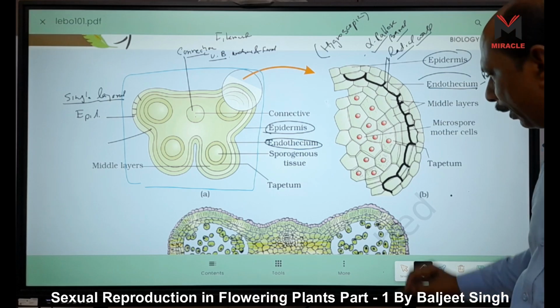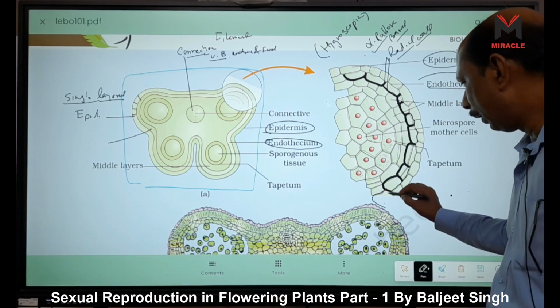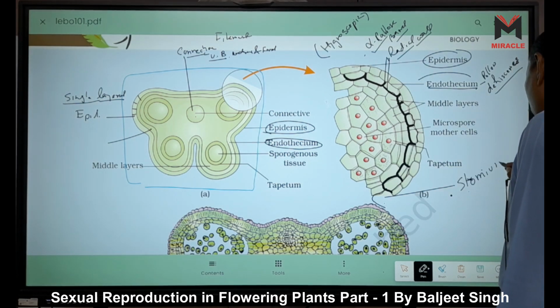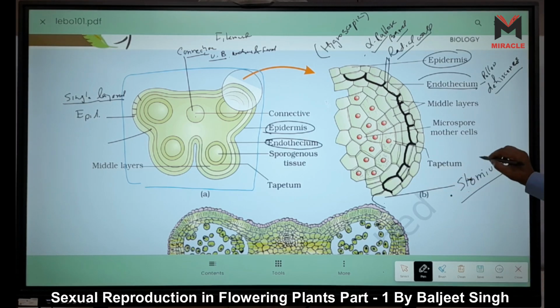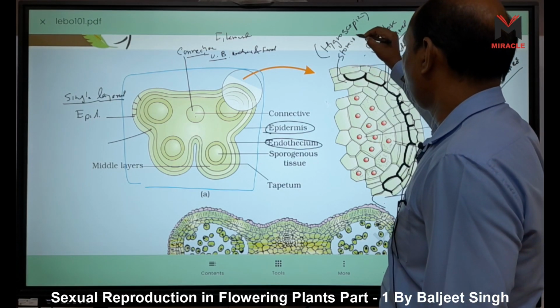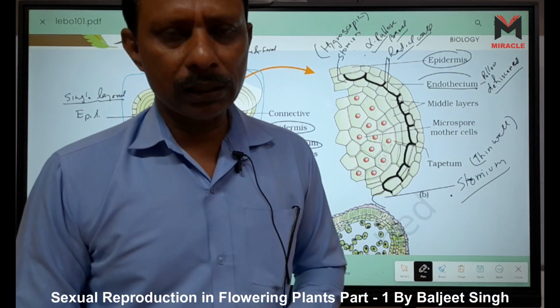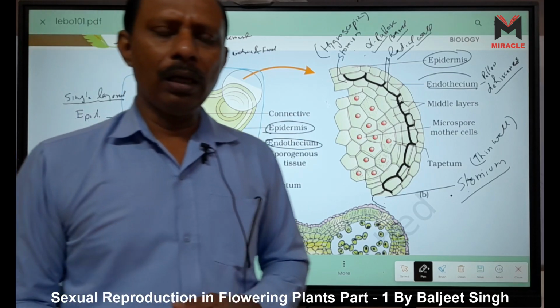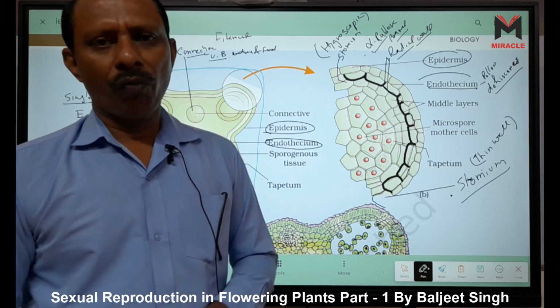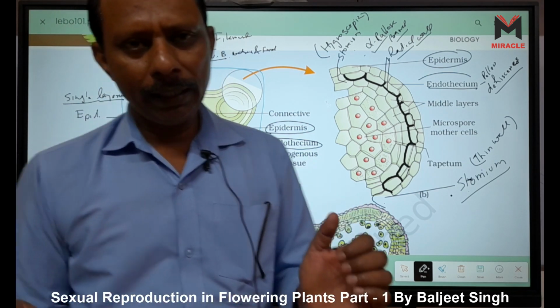In some places, what happens? Like this one, right? This place is called the stomium, S-T-O-M-I-U-M. Stomium means the thickness is absent. These are thin walls, right? Stomium means the alpha callose bands are absent. In some cells of the endothecium, they lack alpha callose bands. These places are called stomium, and this is the site from where the anther dehisces, right?